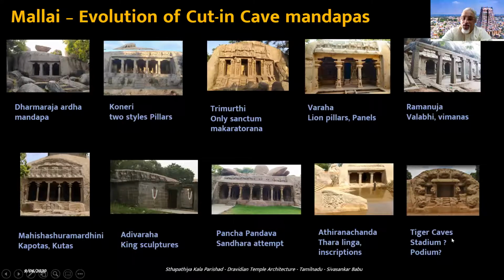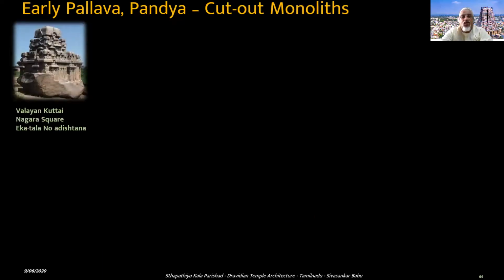How do you call this? This is a stadium or a podium or a structure, a collection of rows, a grandstand. So if you see this in the caves, in the front facade or in the mandapa, they have tried all the experimentations. Now, then it comes to monoliths.